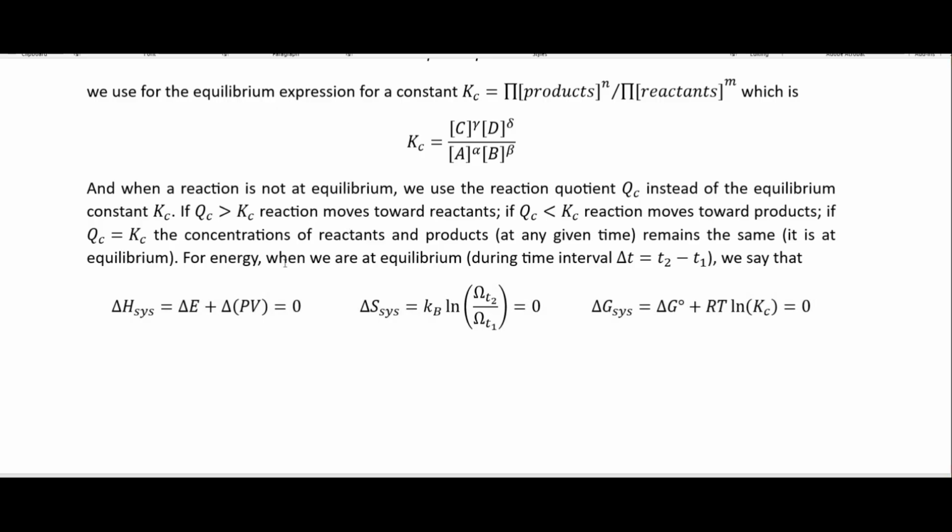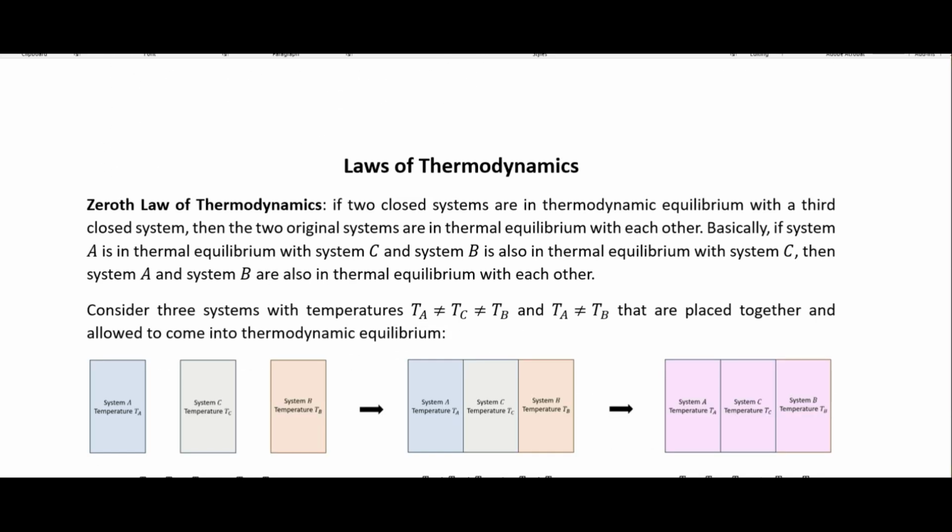And so for energy, when we're at equilibrium during some time interval from T1 to T2, we say that the delta H, so the change in enthalpy of the system, is 0, the change in entropy of the system is 0, and the change in the Gibbs free energy of the system is also 0. So again, equilibrium means that there's no net change in the matter or in the energy of our system. So those were some important definitions for us to know.